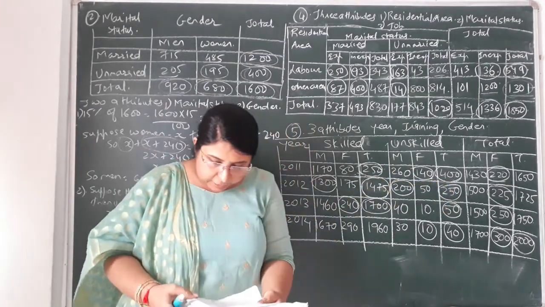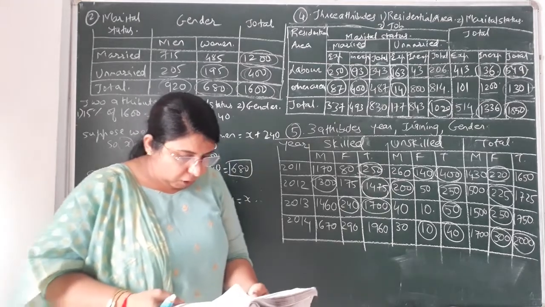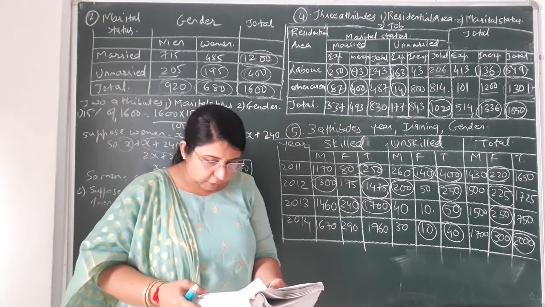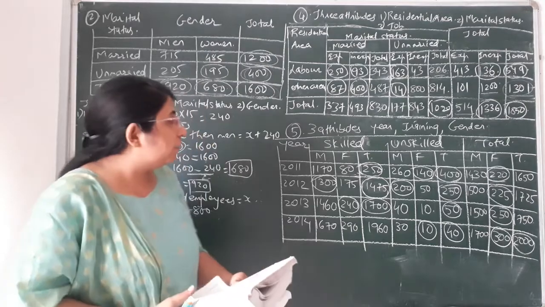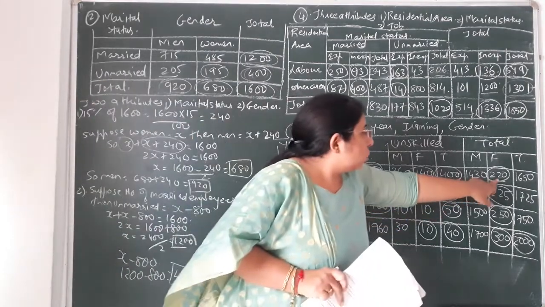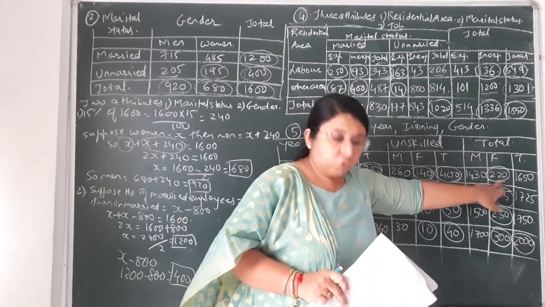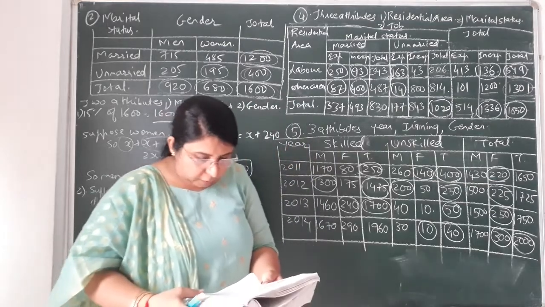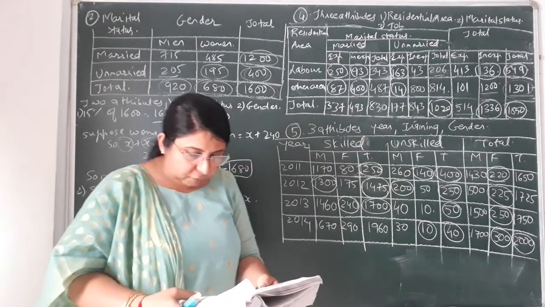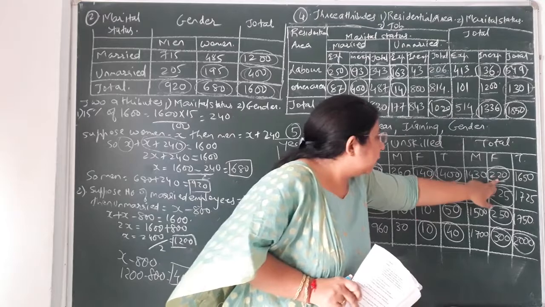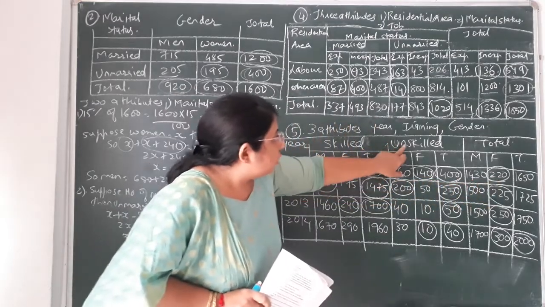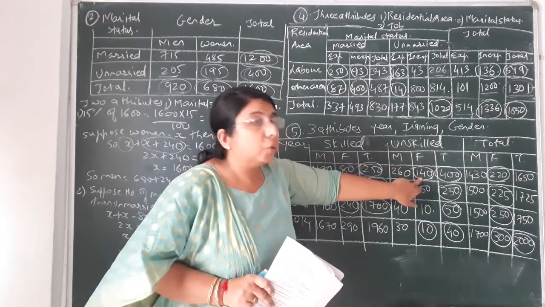Okay, then afterwards there were 220 female workers, and of them 140 were unskilled. Here you can see the total number of female workers that I have written, that is 220. Of them, the female unskilled workers, that is in the column of unskilled and female, is given to you as 140.